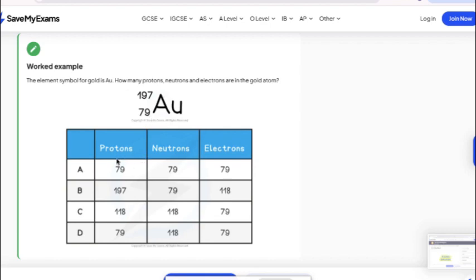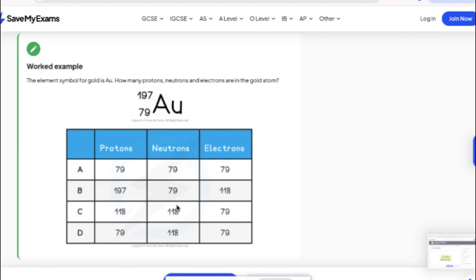The proton is this one for this. The proton number is this, right? The neutron is what? Okay, the neutron is 118, right? Oh, sorry, the neutron is 118, this one. So we choose the neutron here, 118 for gold.